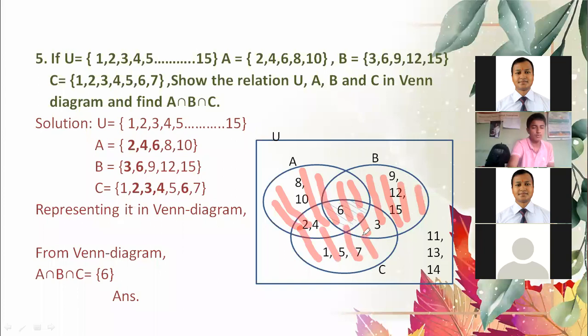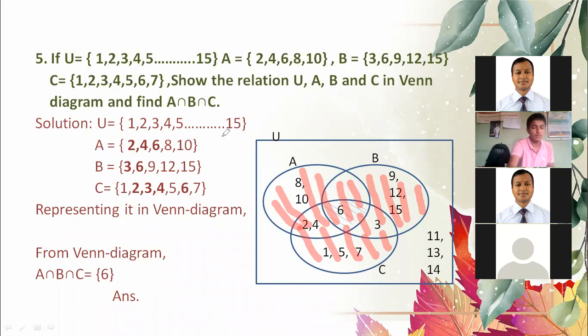Here also we have to draw it. The process of drawing is the same, the diagram will be the same. Only the shadow is different. For A union B, draw shadow inside A and B. For A union B union C, the answer will be 1, 2, 3, 4, 5, 6, 7, 8, 9, 10, 12 and 15. Except 11, 13, 14, we have to write all the elements inside here.